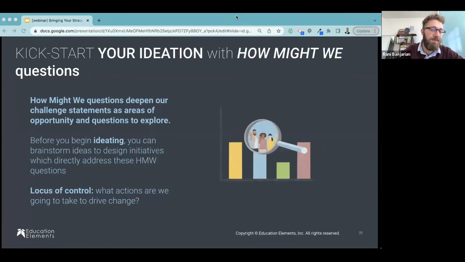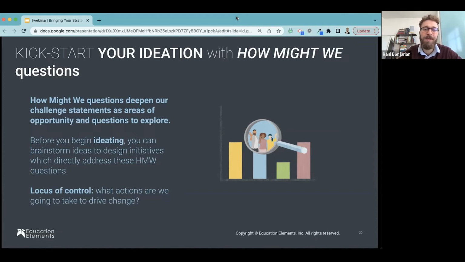What you do with these challenge statements is you start to think about how you can reframe them as what we like to call how might we questions or how might we statements. As you see on the slide, how might we questions or statements deepen your challenge statements as areas of opportunity. And so instead of saying high school staff need differentiated professional development, and that's a framing of a problem, you might reframe it as how might we support high school staff in pursuing differentiated professional development.